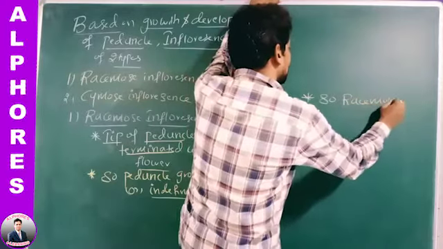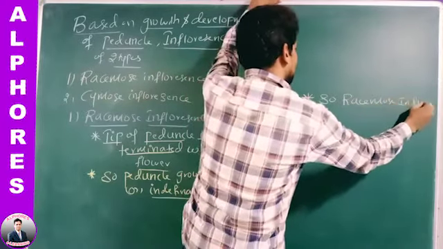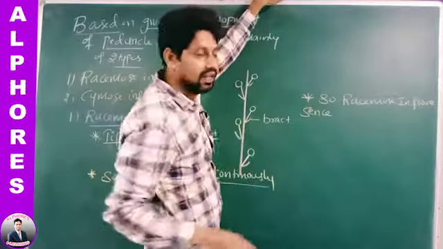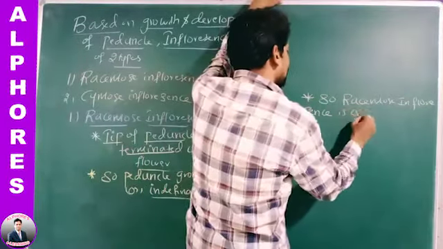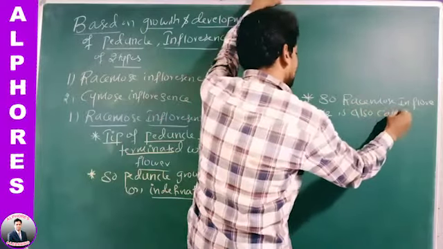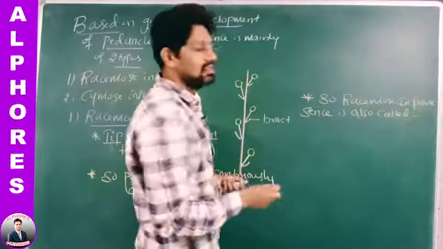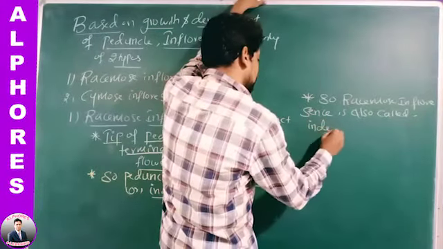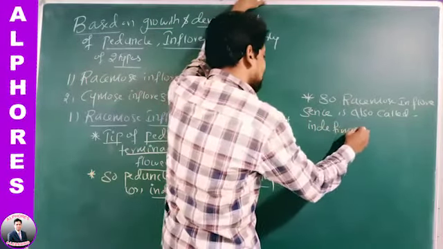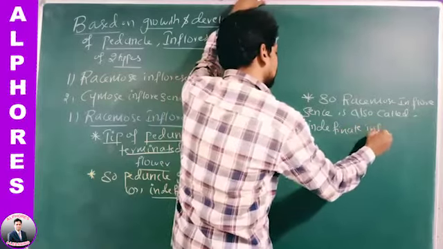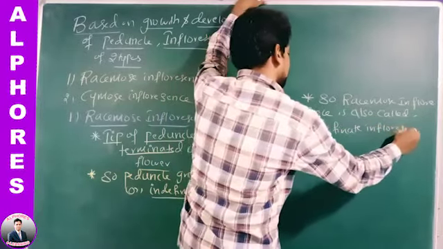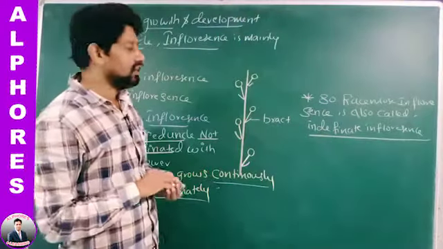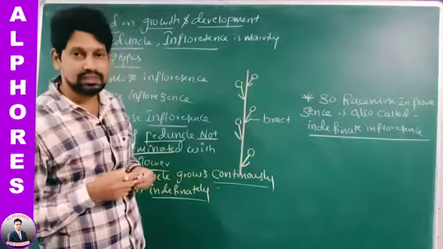So, racemose inflorescence is also called as what? Indefinite inflorescence. Indefinite inflorescence. Is this statement okay? Now see this diagram once.